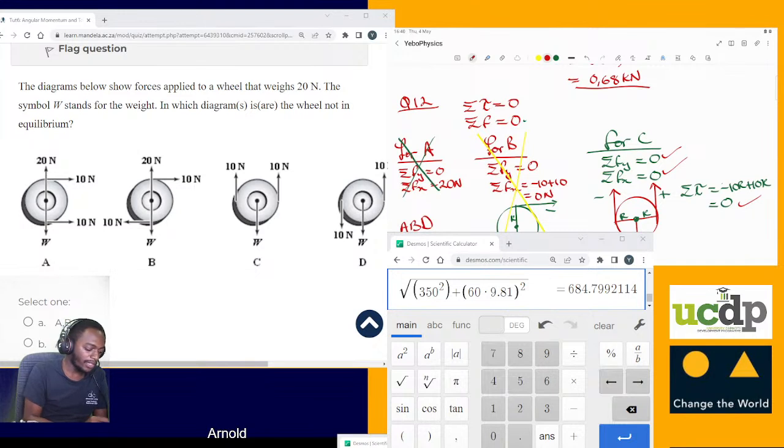So if you want, you can try out the resultant turning effect of A, which we didn't do. Okay, but already from the sum of forces acting about a system, it's not adding up to a 0, so it suggests that it is not in equilibrium. So any questions?